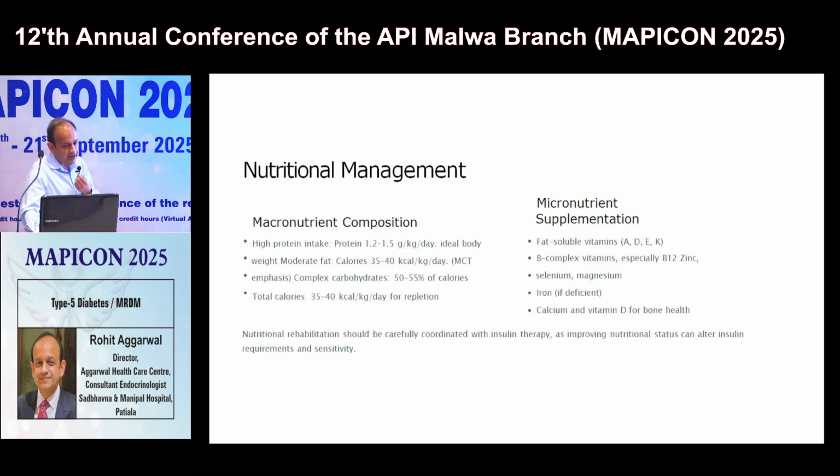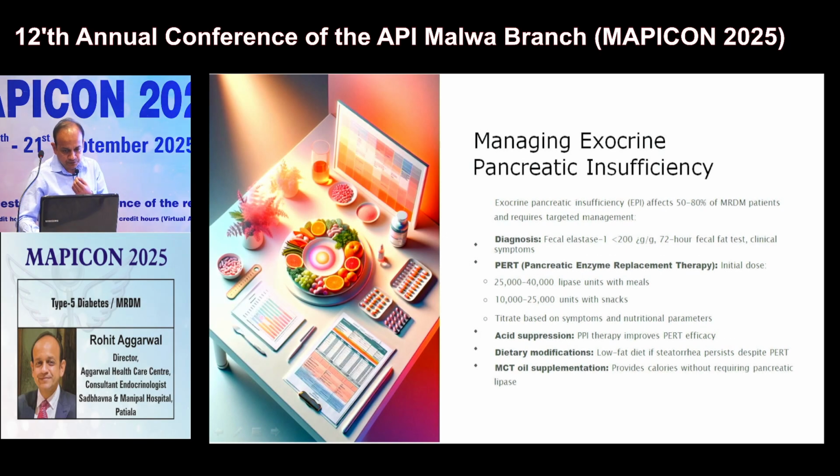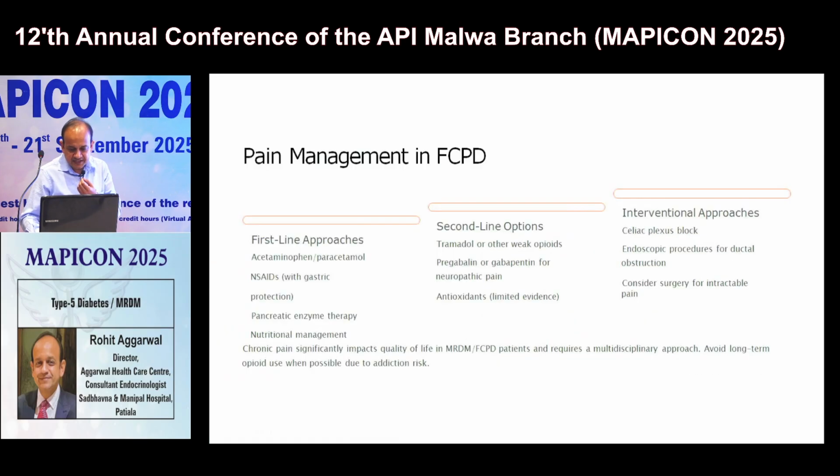So nutritional, high protein intake, close to 1.2 to 1.5 gram per kilogram of body weight. How much calorie we should give? 35 to 40 kilocalories per kilogram per day. Complex carbs should be 50 to 55% of the total calories. And go with micronutrient supplements in the form of vitamin A, D, K, and B, and iron if deficient. So I think we should know how to manage this exocrine pancreatic insufficiency with the help of pancreatic enzyme replacement therapies, 10,000, 25,000 or 40,000, and acid suppression you might need. And the most important is the medium chain oils that should be given rather than saturated fats.